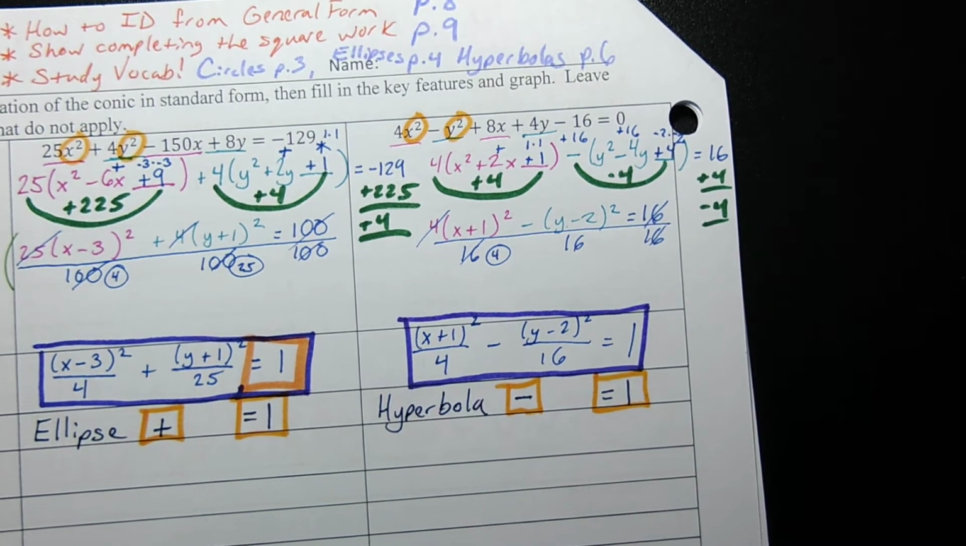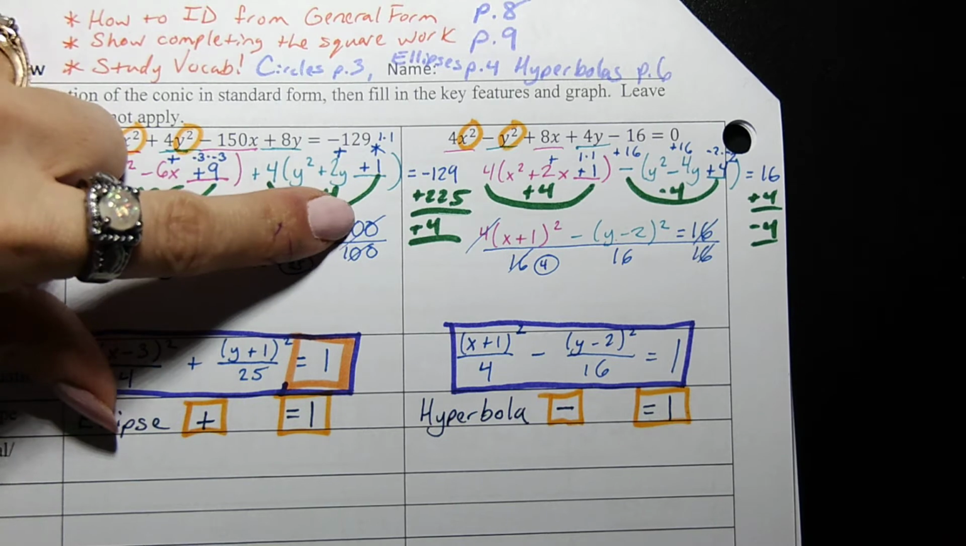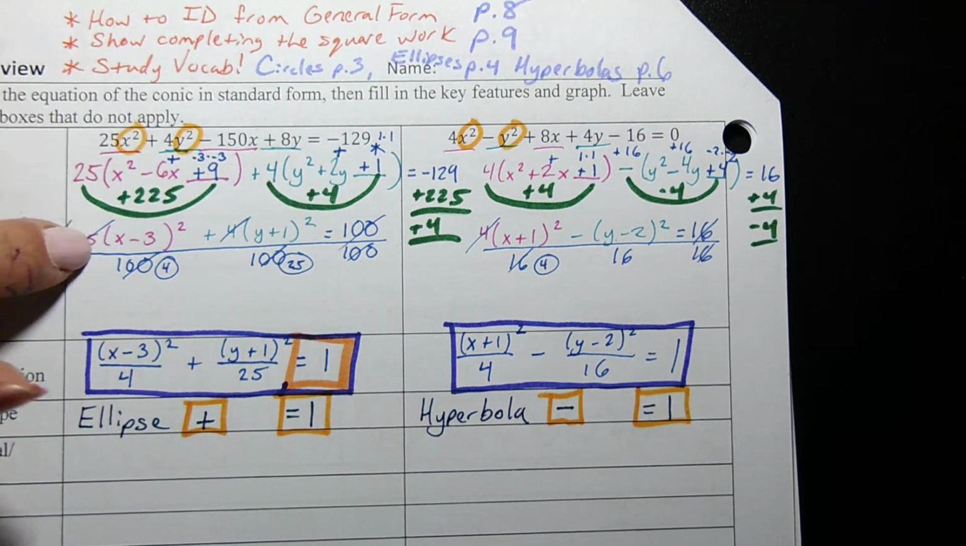Go ahead and check yourself. Now we've done 2 problems of completing the square. The only thing that we haven't done is completing the square with a circle. If you have a circle, instead of dividing by the number on the right side, you would divide by the coefficients, which would be the same.